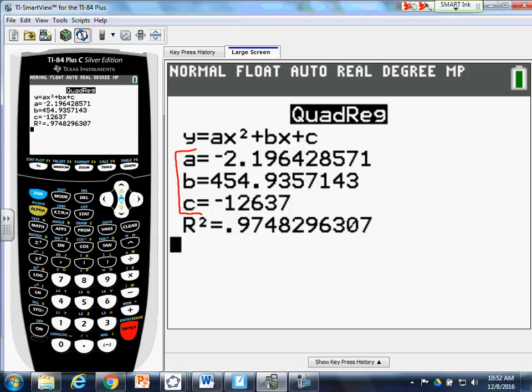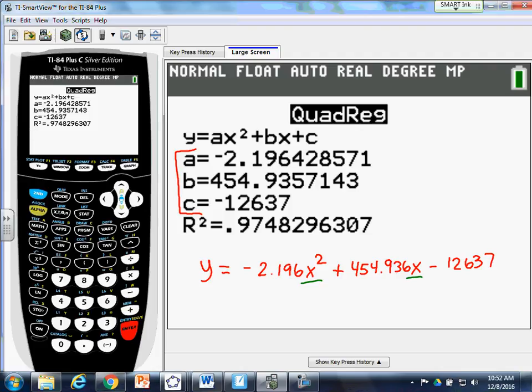Okay, so just make sure we're clear here. The actual equation we're using is y equals the a value. If we were writing it down, I would probably round it to 2.196 x squared plus b, 454.936, let's say, and then the c value is a negative, so minus 12,637. So don't forget to put in your x squared and your x if you have to manually write the equation, or if you ever have to enter it manually.